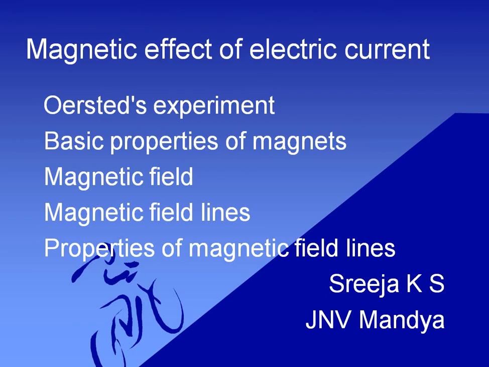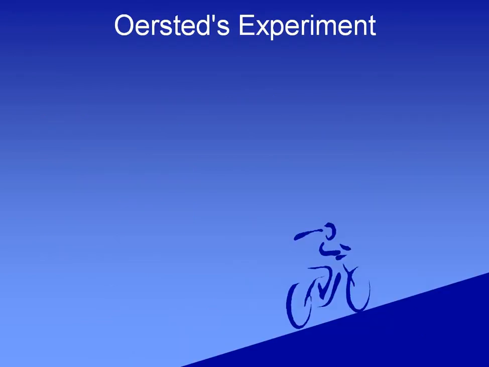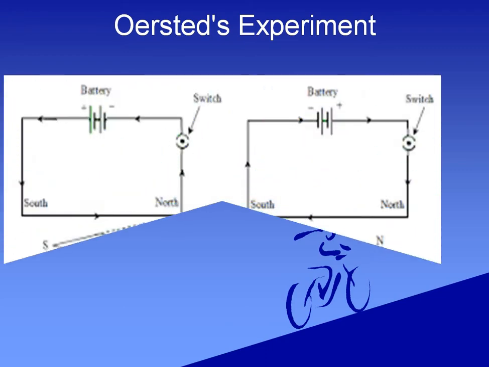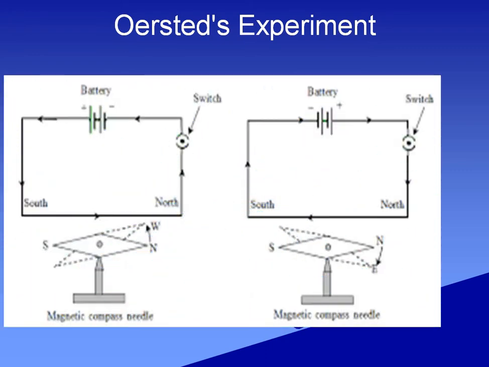Okay, so first of all we will discuss about Oersted's experiment. So Oersted was one among the great scientists who noticed that whenever current is flowing through a wire, a magnetic field is produced. So what was his experiment, that we will see. So the pictorial representation of that experiment is shown here. You can see that a battery is there. It is connected through a key to a wire.